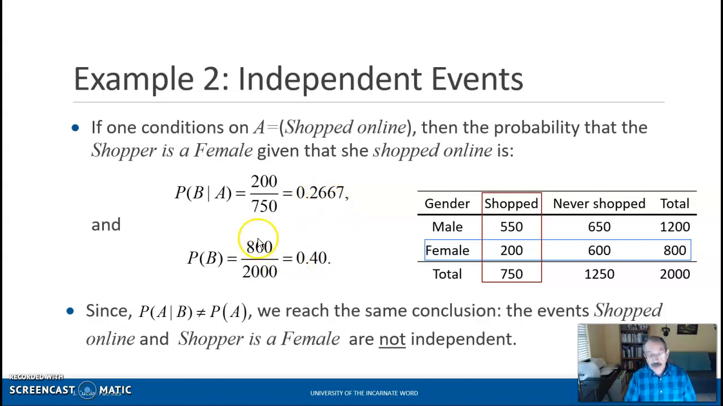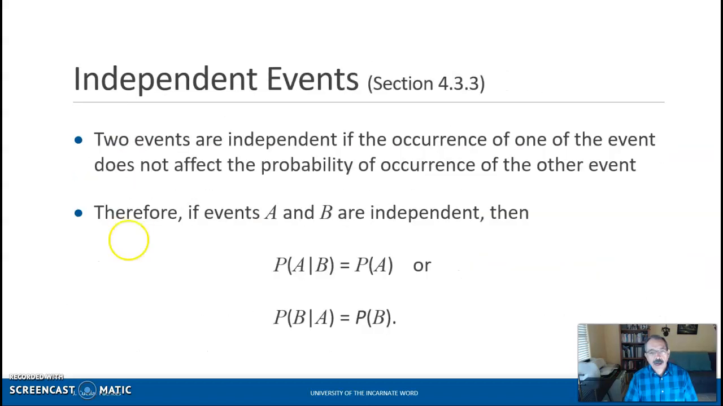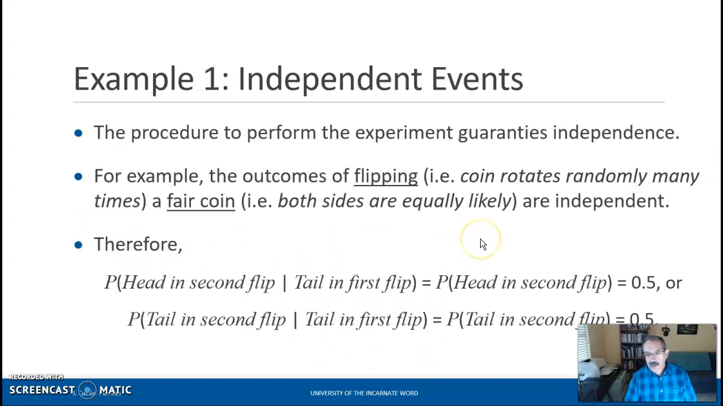Therefore, we can conclude either from the first calculation or the second calculation that the events shopped online and female are not independent. So this is an example where you need to demonstrate independence, because the way in which the experiment was performed does not imply independence. We need to verify it through calculations, by demonstrating either this condition or this condition, as we did in that example.